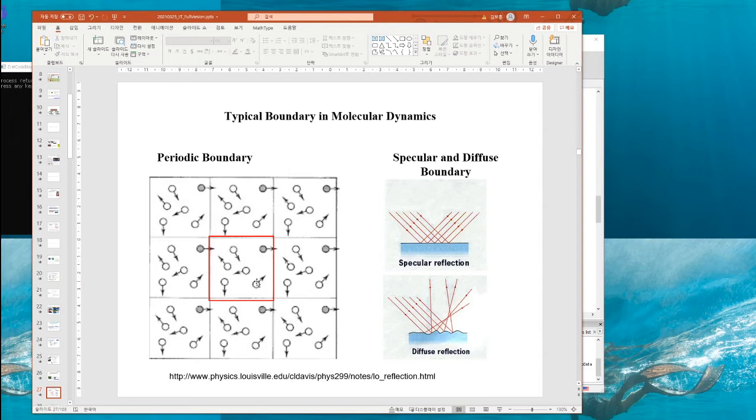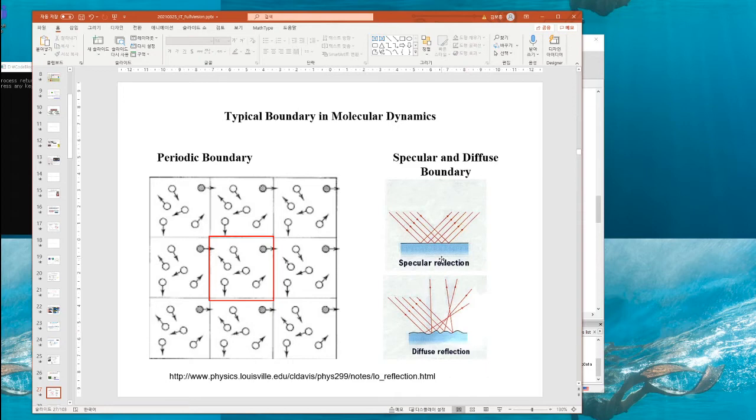In MD, we only deal with a small number of molecules, but we put periodic boundary conditions around, and the system will interact with the surroundings and behave like a large number of molecules, which makes sure that we have enough statistical averages. And when we need a boundary, we can have either a specular reflection or a diffuse reflection.